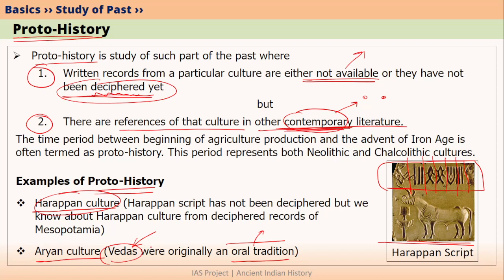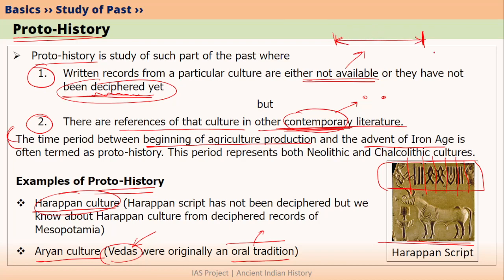However, the definition of proto-history is not the same according to all anthropologists or all historians. There is a different definition also. Let's see the second definition of proto-history. Proto-history generally refers to the time period between the beginning of agriculture production up to the advent of the Iron Age. So from when agriculture started to when iron began to be used, this timeline between these two events is often called proto-history.